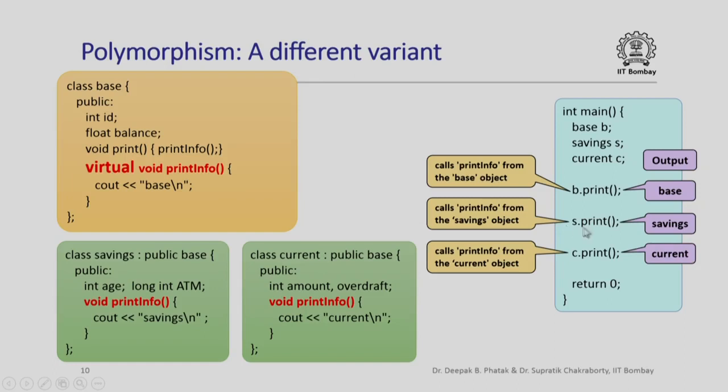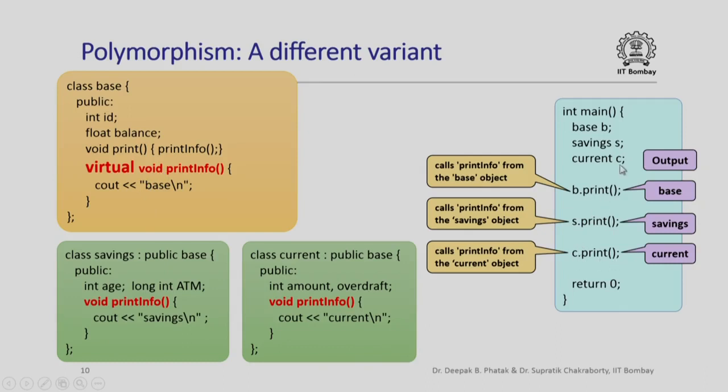However, when I call s dot print, s being an object of class savings is also an object of class base, and so the same print method of the base class is going to be invoked here, and within the body of the print method there is an invocation of print info. Print info in the base class is declared as a virtual function, and what does this mean? It means that at runtime we must determine what is the context in which this print info call is being made. This is being called in the context of s, and so we must not pick up this definition of print info, we must pick up the definition of print info as in the class savings, and savings will get printed here.